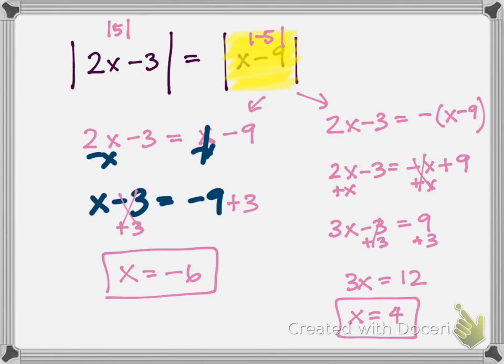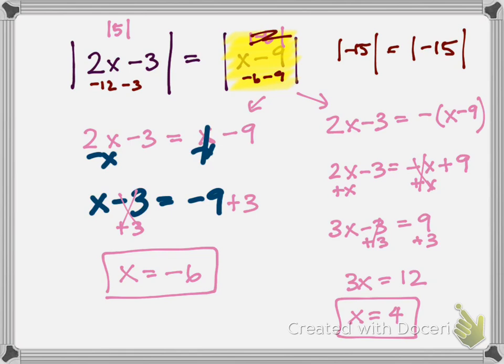Let's try plugging in negative 6. And let's change our color to make it a little easier to see. If I plug in negative 6, I'm going to get negative 12 minus 3, which is a total of negative 15. Is the absolute value of that equal to negative 6 minus 9? That's negative 15 also. So it still works. You shouldn't get an extraneous answer when you have absolute value on both sides of the equal sign.